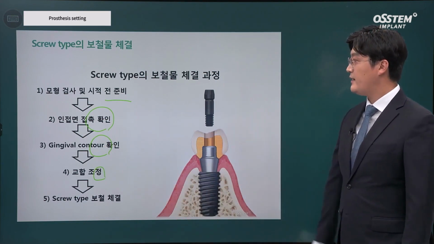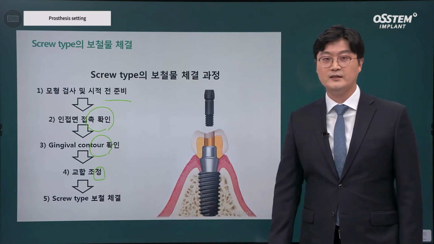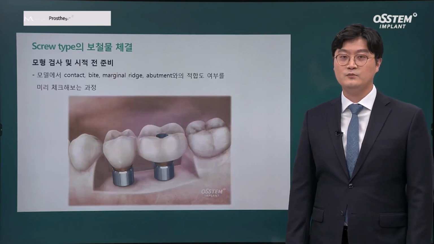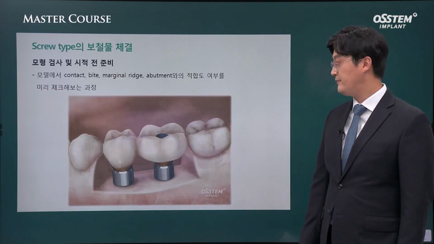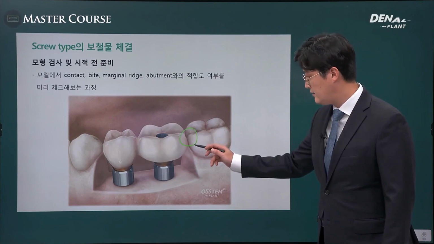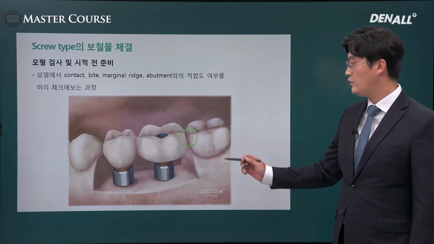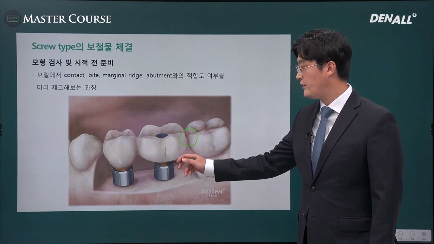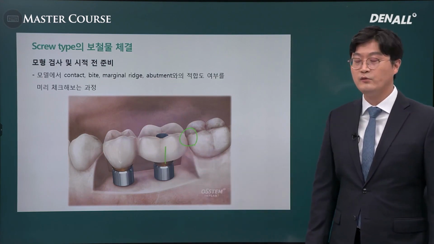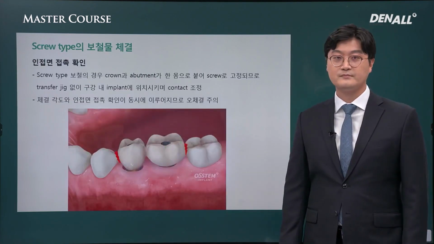Unlike ER type and cementation type, there is no cementation. So those steps are easier, but for the proximal contact, when you adjust it within the oral cavity, you need to tighten and loosen the screw continuously, so it can be cumbersome.